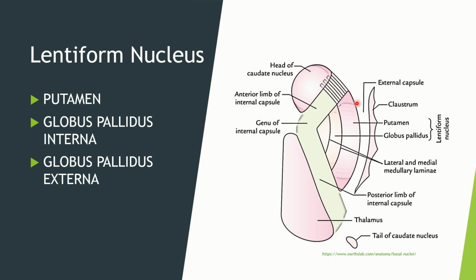On the most external aspect, or the most lateral aspect of the lentiform nucleus, you will find the putamen. Medial to that, you will find the globus pallidus, which is divided into two parts: the globus pallidus externa, which you see here, and the globus pallidus interna, which you see here.